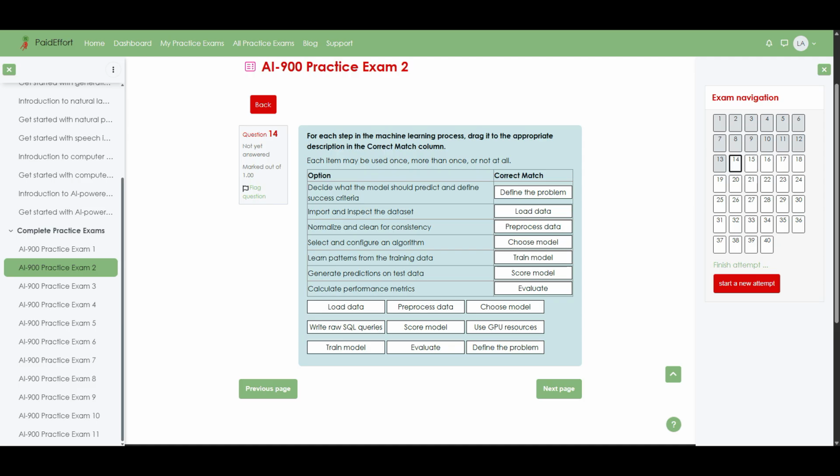Next, loading the data means pulling in the dataset you plan to use. This is often from files, databases, or cloud sources. Once loaded, you inspect it for completeness and structure.